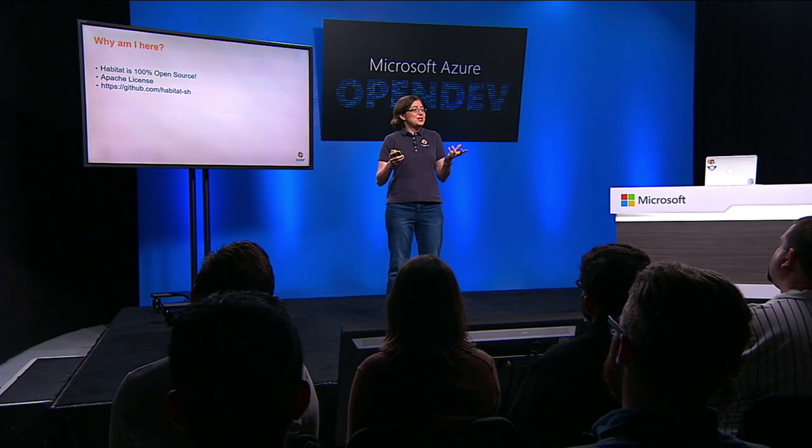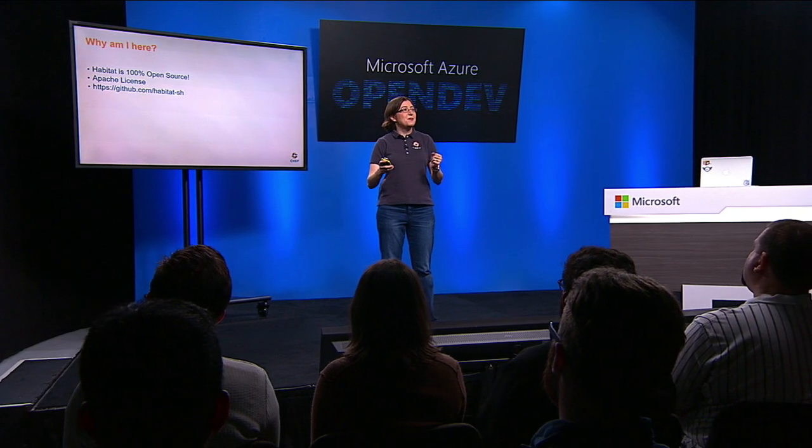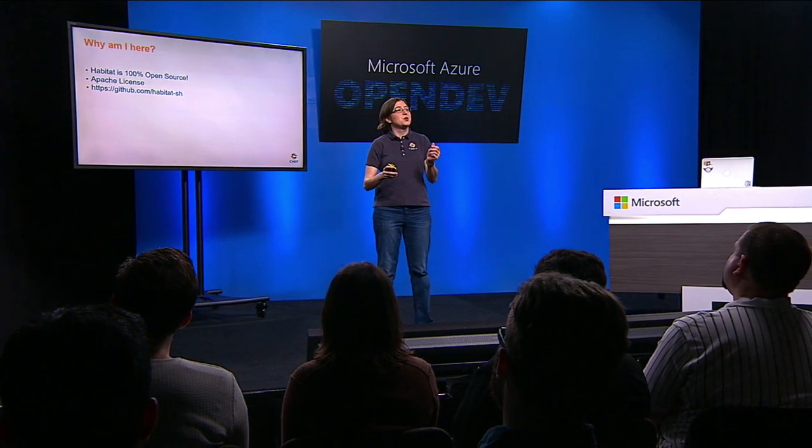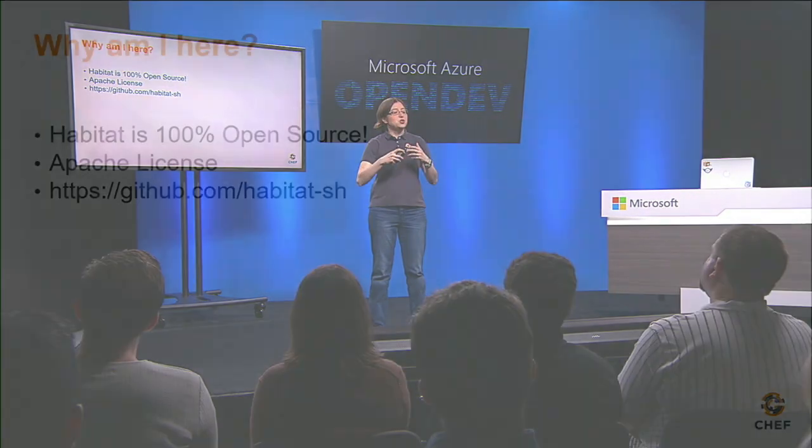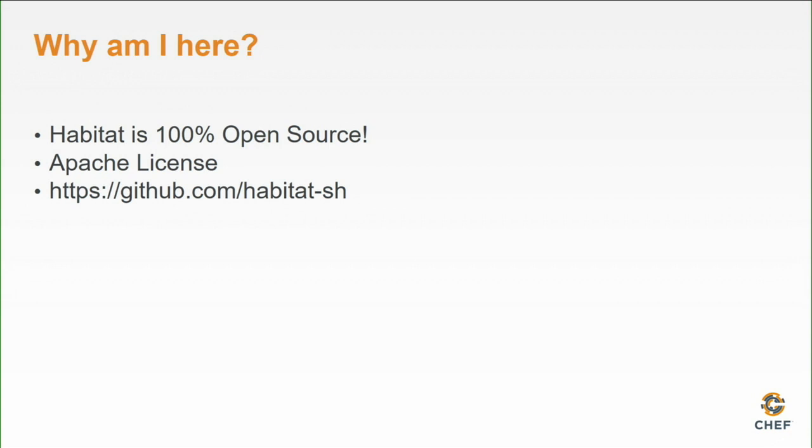So the reason I was asked to speak here today is because, as I mentioned, Habitat is 100% open source. It's distributed under an Apache license, and if you want to check out the code, head on over to github.com/habitat-sh, where you will see all the repos that make up Habitat.